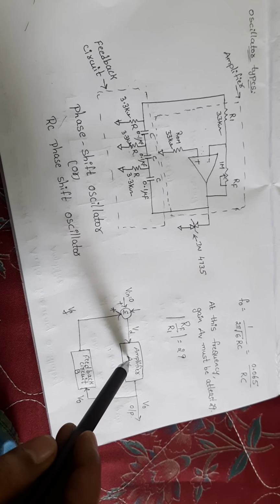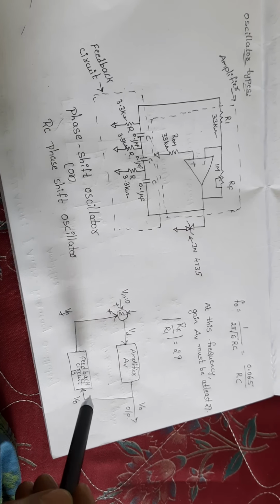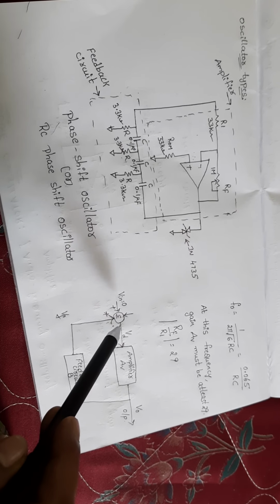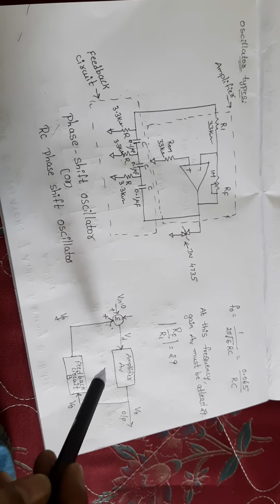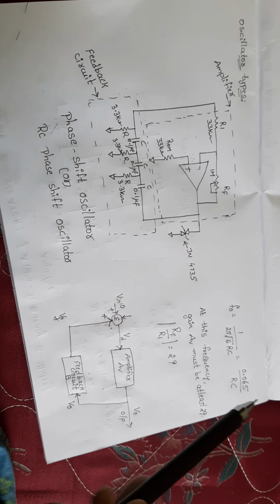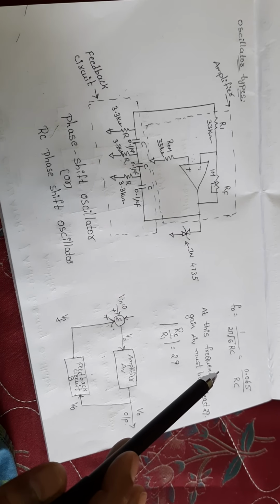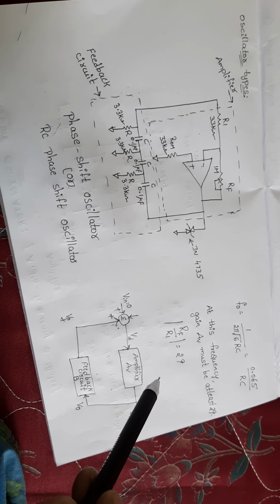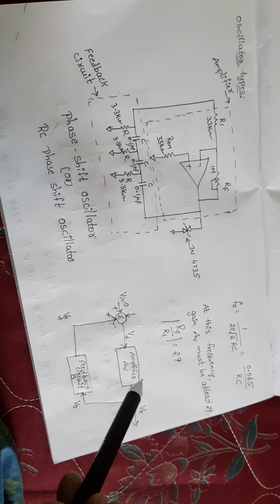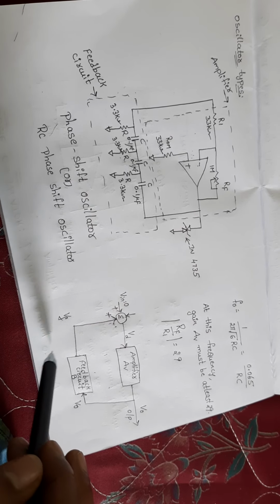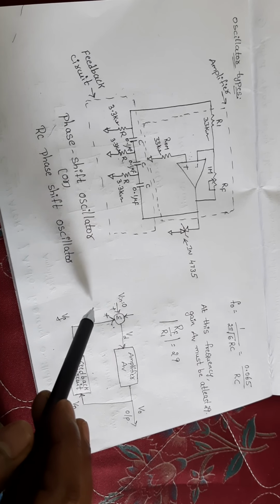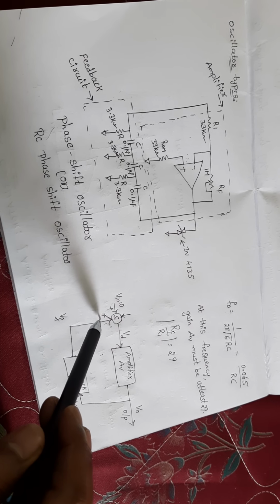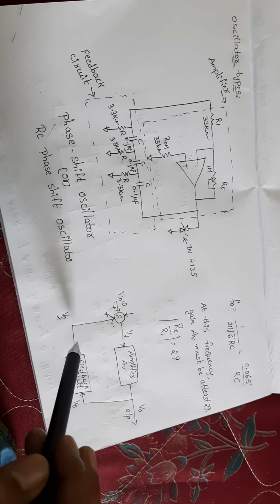This is an amplifier, and we give it a feedback network. Remember, oscillators have a feedback network. Feedback amplifiers also have a feedback network, but that is negative feedback. For oscillators, remember, you are going to have positive feedback. Oscillators will have a positive feedback network.